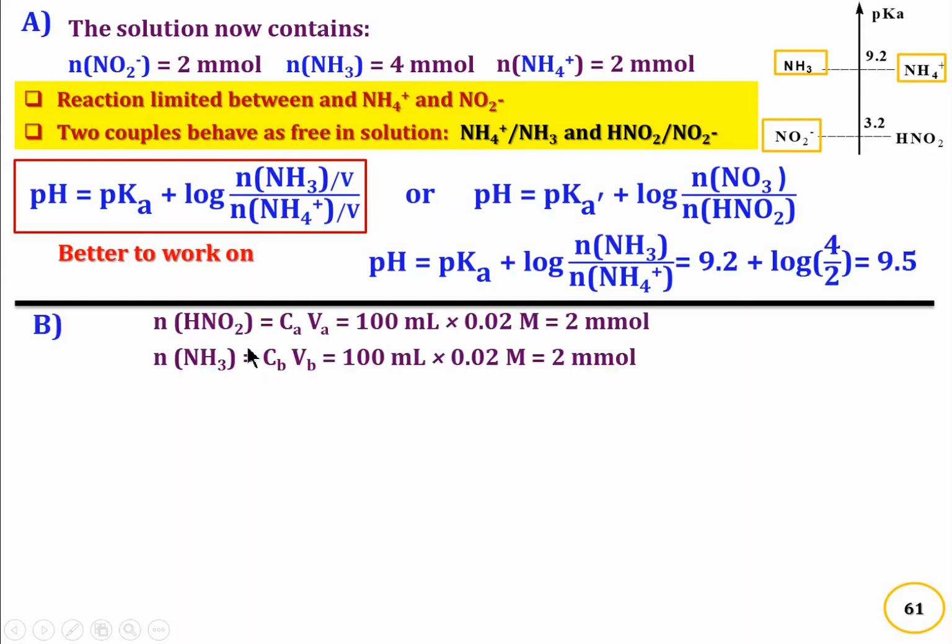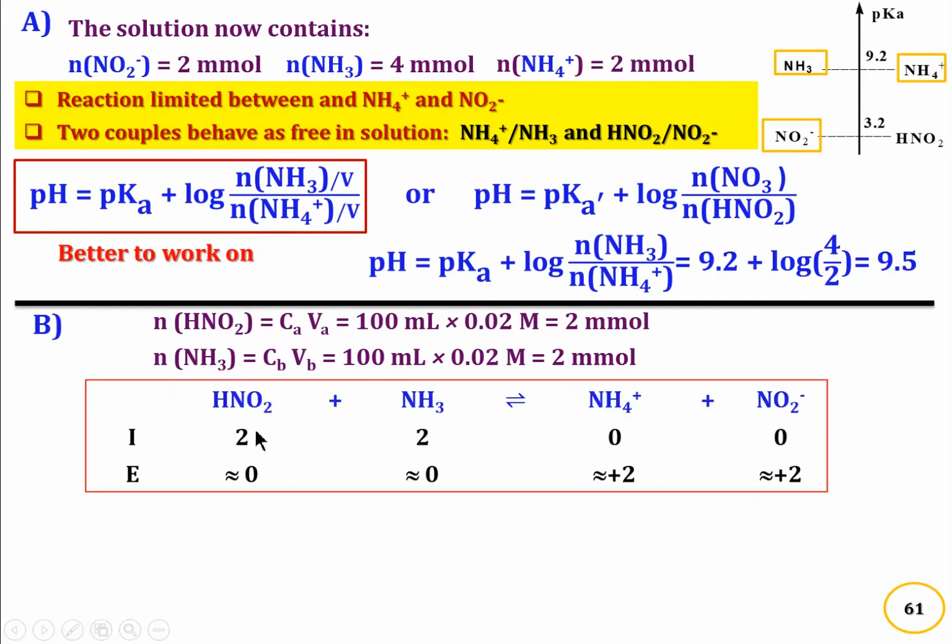Part B. We change the initial number of moles of nitrous acid and NH3, so we have 2 millimoles and 2 millimoles. We write the same reaction: 2, 2, 0, 0. We have traces of HNO2, traces of ammonia, and we have practically 2, 2. So in the final solution, we have NH4+ and NO2 minus. We have acid plus base, but the reaction between them is limited since it's in the anti-gamma direction.